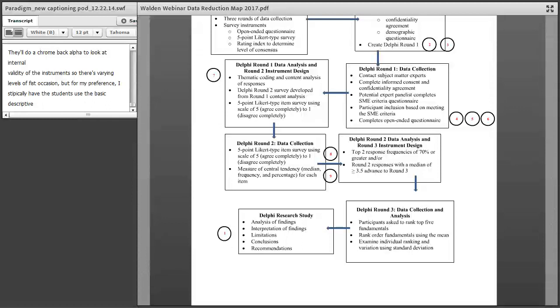Are there conferences for Delphi researchers, communities of practice? Absolutely. The one place I would refer you to immediately is the RAND Corporation and their website. You'll see a whole set of resources regarding Delphi research, and I'm going to share with you some other resources shortly. And are there specific topics that are best suited? Again, we went through when it's appropriate and not appropriate. It's always forward-looking. It's not appropriate for antecedents. It's not appropriate necessarily for best practices.